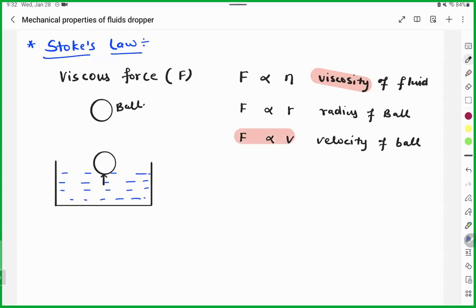So when you combine all these three factors, you will come to know that the force is a constant, 6 pi eta r v. Done. That's all that is required. That is Stokes law.